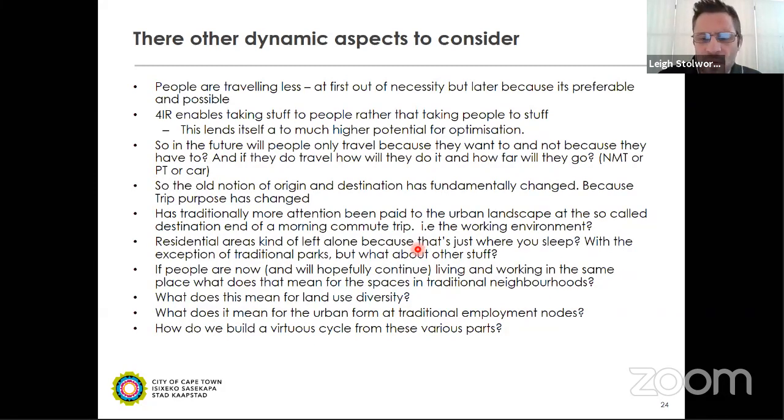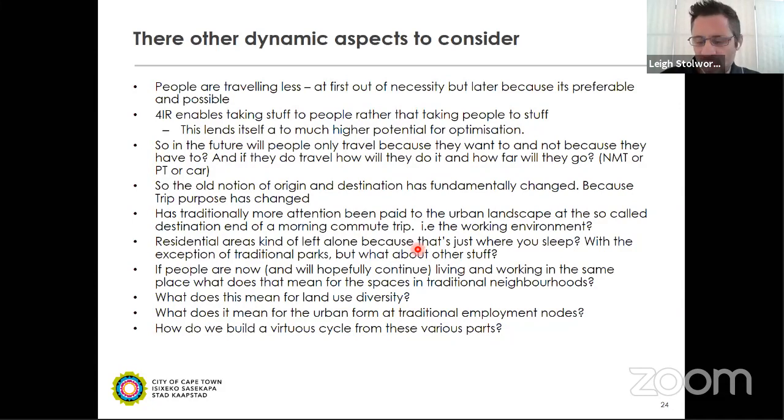So what does that mean for things like land use diversity in traditional residential areas? What does it mean for the urban landscape in traditional employment nodes and the use of space and the use of buildings? How much office space is available now? What can we do with that? What do we repurpose that for? And how do we build these various parts into a virtuous cycle of travel demand management?